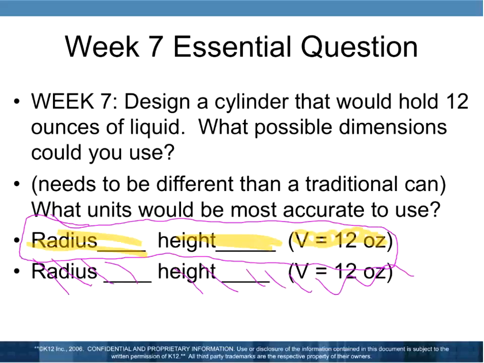How many answers are there? A ton, right? Because if your height's 1.1, then your radius will be different. If your height's 5.6, then your radius is going to be different. There are a million different answers out there. So let's think about how we want to approach this problem.